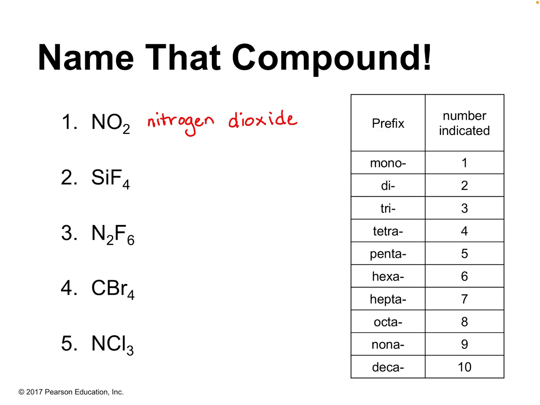The next one, there's just one of our silicon. So we'll write silicon, no prefix. And then there are 4 of our fluorines. So we'll write tetrafluoride.